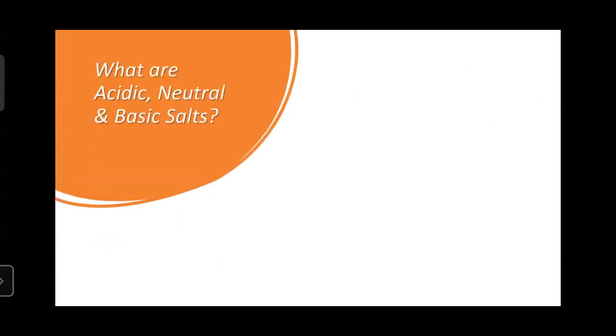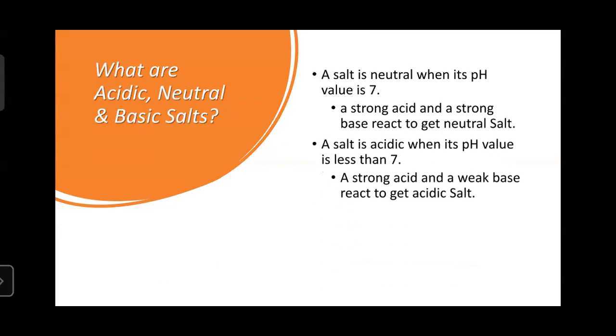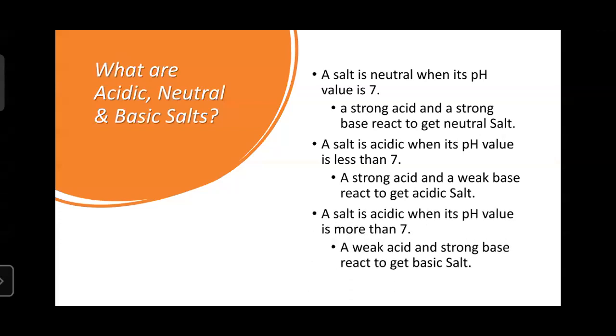Next, we have seen what we mean by acidic salt, neutral salt, and basic salt. The salt having a pH value equal to 7 is a neutral salt. It is made from the reaction of a strong acid and a strong base. The salt is acidic when the pH is less than 7. This salt is a result of the reaction between a strong acid and a weak base. So we get an acidic salt. The last one, the basic salt, is the salt having a pH more than 7. It is formed by the reaction of a weak acid with a strong base.